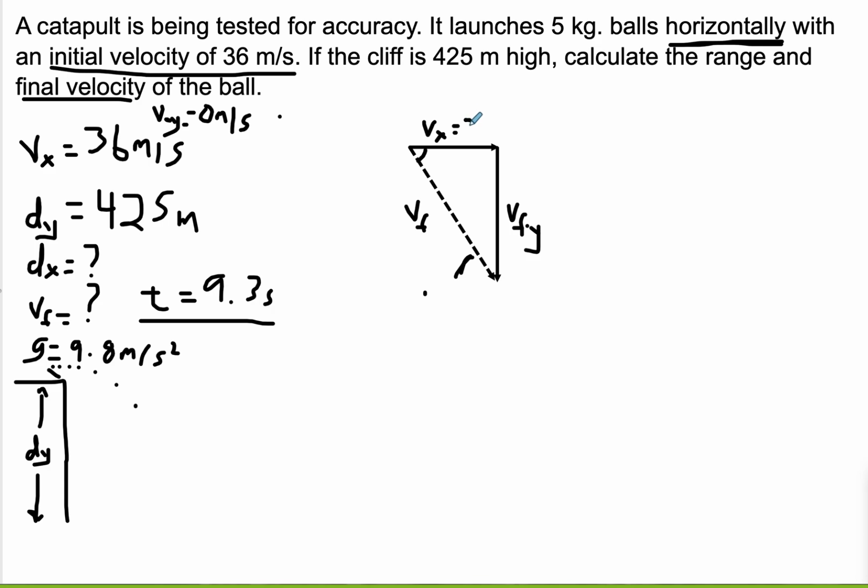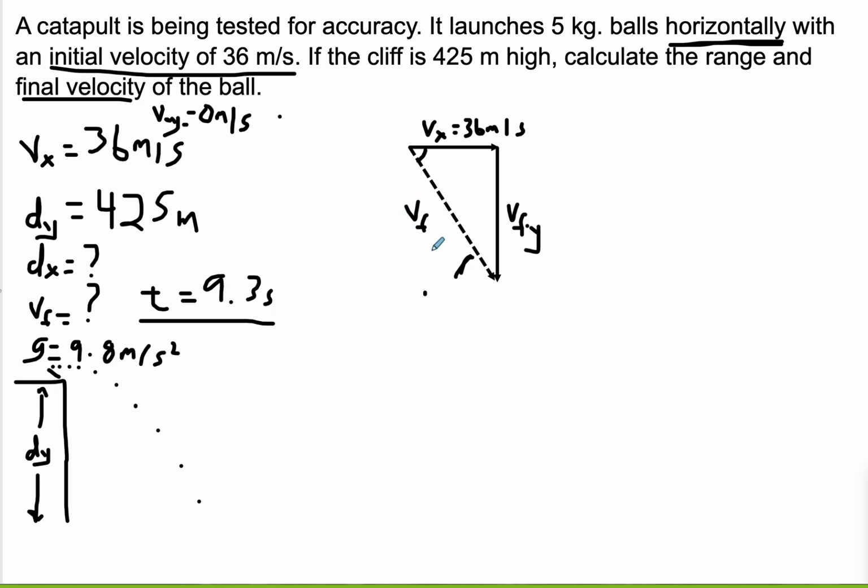And I know that Vx is 36. That never changed. In the x direction, as this ball was flying along, it was always covering 36 meters every second. But in the y direction, the speed was getting bigger and bigger because it was falling towards the earth, accelerating at 9.8. So at any one moment that this thing was falling, it was getting faster and faster.